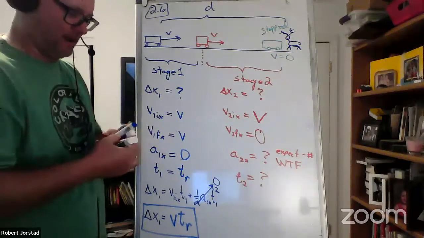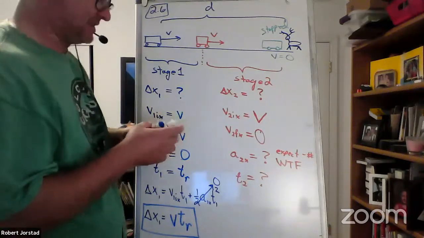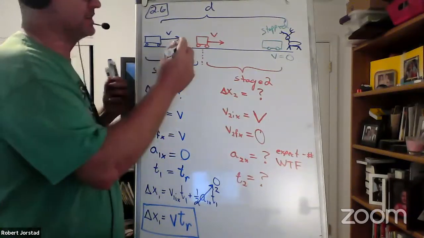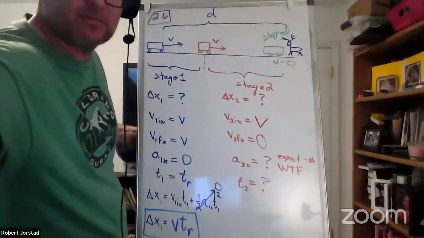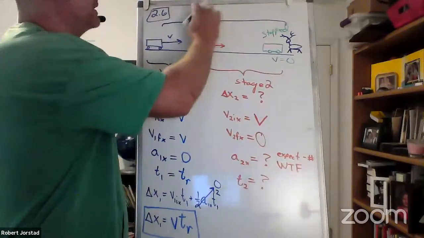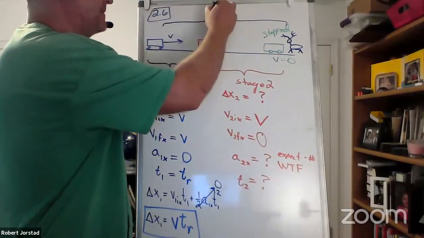So since we know the total is D and we already know the value for delta X1, it'd be D minus VTR, correct? Yeah. I think you said that correctly, but I'm going to say it this way up here at the top. I'm going to say we know that this is D, right?